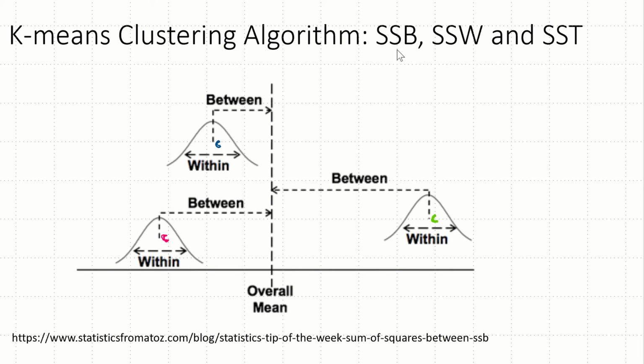SSB refers to sum of squares between clusters. SSW refers to sum of squares within clusters, and SST refers to sum of squares total for all clusters. The k-means clustering algorithm's expectation is that all data points within a cluster are close to each other and points between clusters are distant from each other.